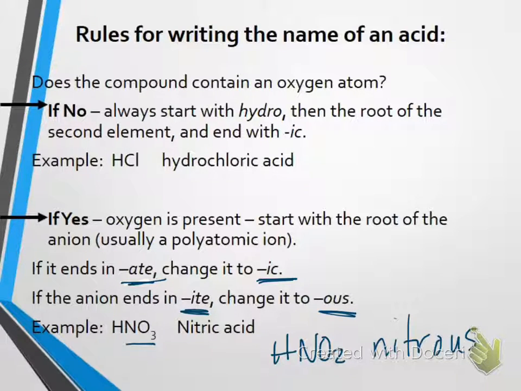Okay? And if you have your pink sheet, which you're going to need, so get that out in a second. If you have your pink sheet, I encourage you on the bottom to write ate to ic, ite to ous. So when you're naming these, you can see that, okay, and you can remember it. Ate to ic, ite to ous, okay? These are rules you're just going to have to memorize, okay?